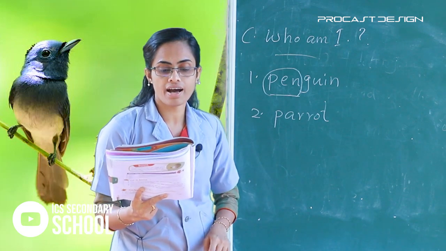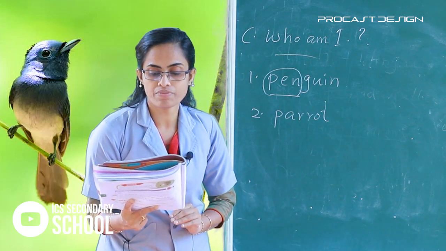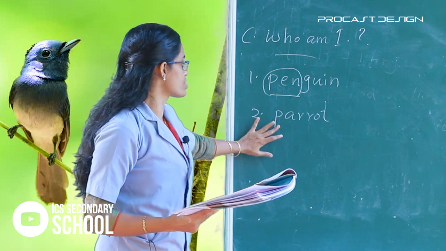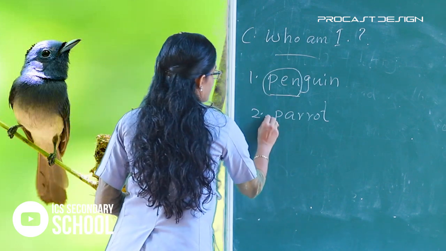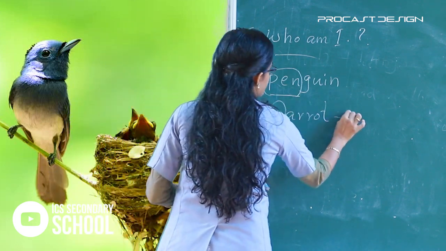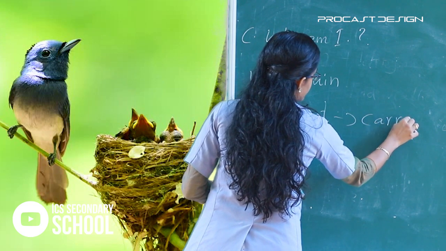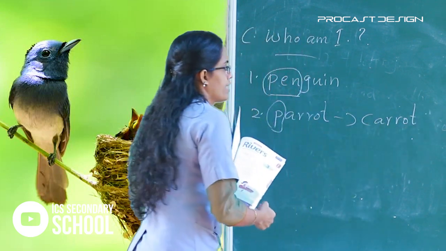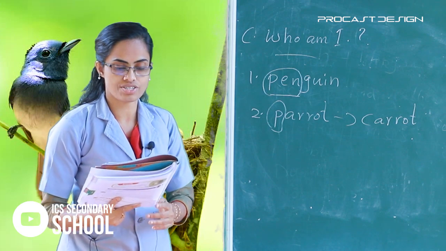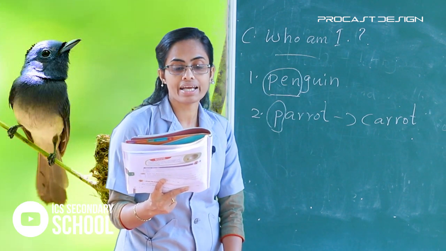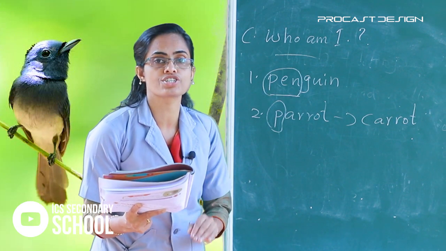Parrot. Change the first letter of my name to get the name of a vegetable. Change the first letter. What is that? To get a vegetable like that, carrot.